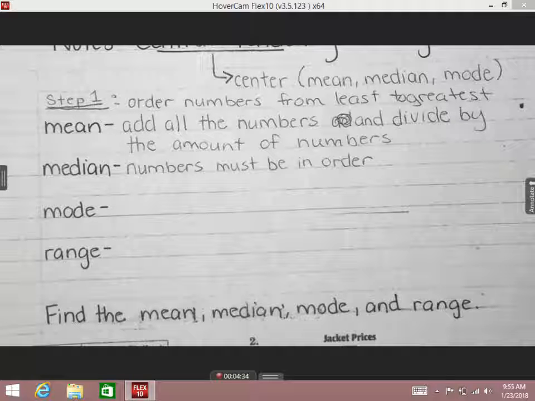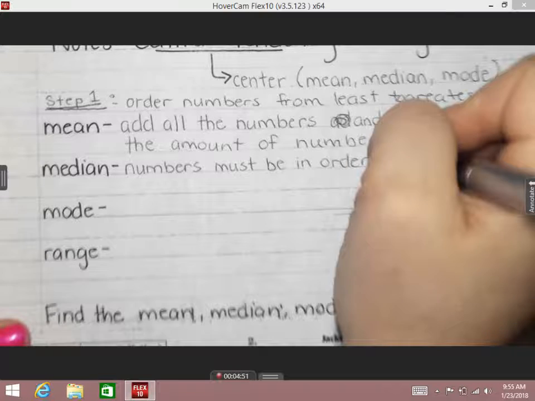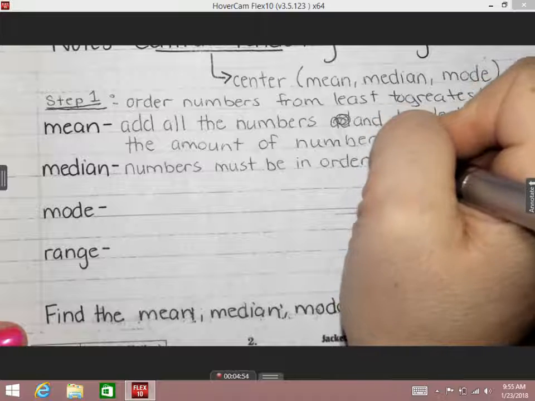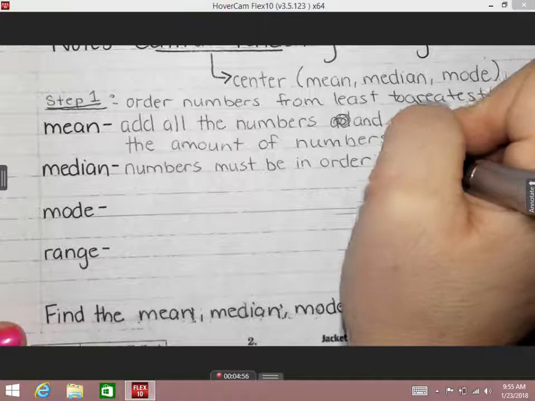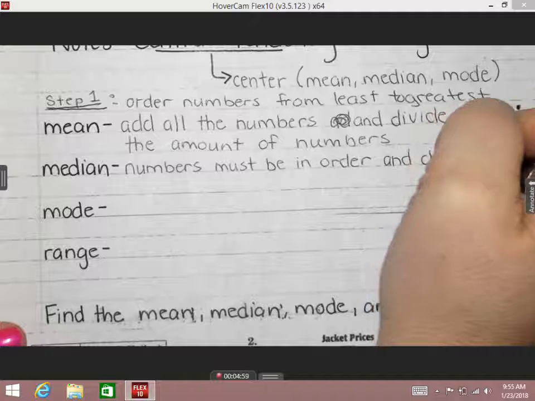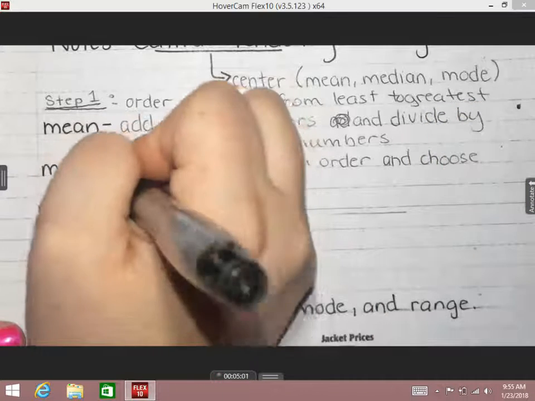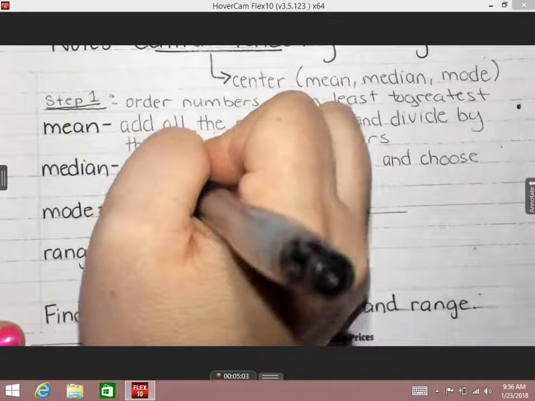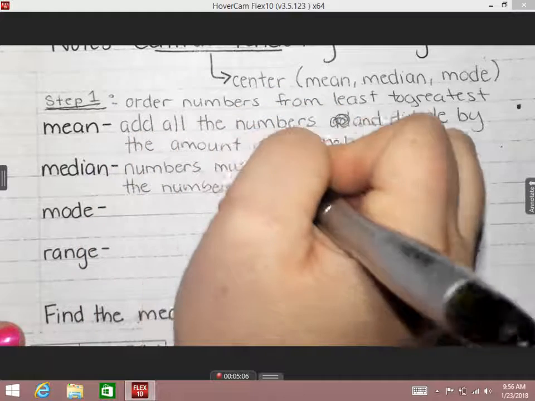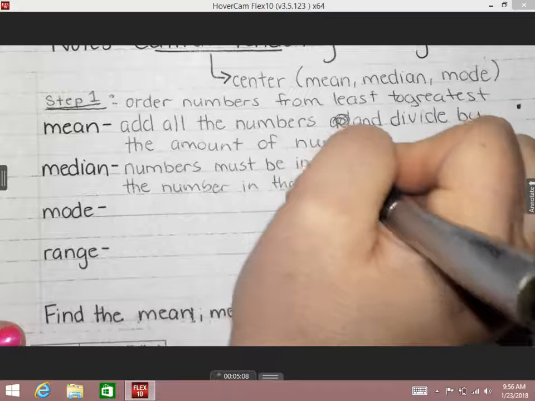All right, technically for the mean, do you have to do that? No, but we're going to have to when we do the median, so let's just go ahead and do that and get it out of the way. All right, so then it can help us on every single aspect, okay? So for the median, they have to be in order, which we're going to go ahead and do before we start the problem. All right, and the way that we determine the median after the numbers are in order, we're going to choose the number in the middle.